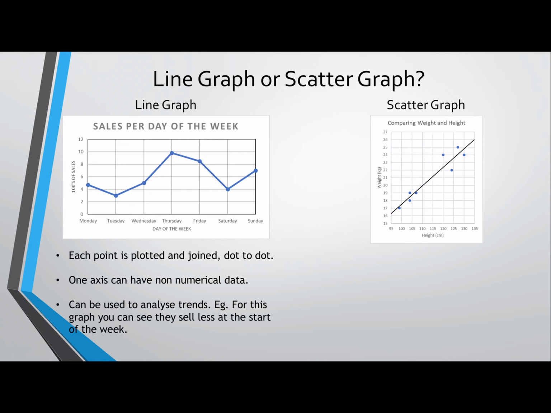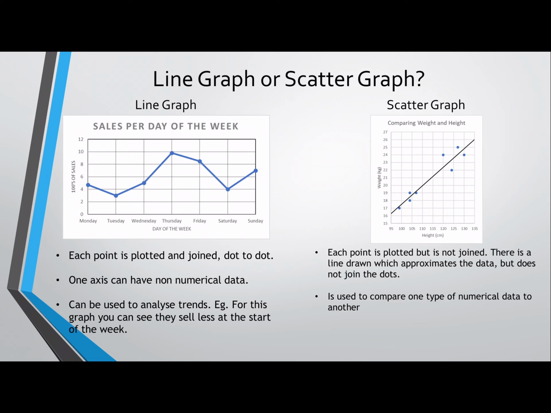Scatter graphs, however, here we go. We are comparing weight and height. So along the bottom we've got height, along the side we've got weight. So each point is plotted, but we don't join them. And there is a line drawn which approximates the data, but it doesn't join the dots. So you can see our dots and the line don't join together. They're not the same places. So we're not joining things up dot to dot when we're doing a scatter graph.